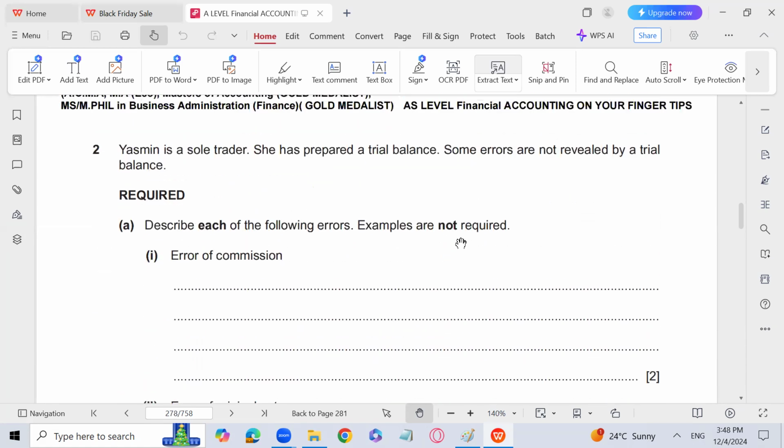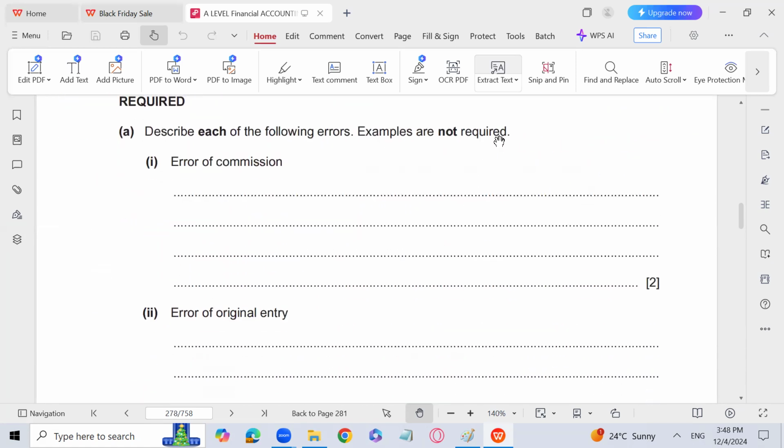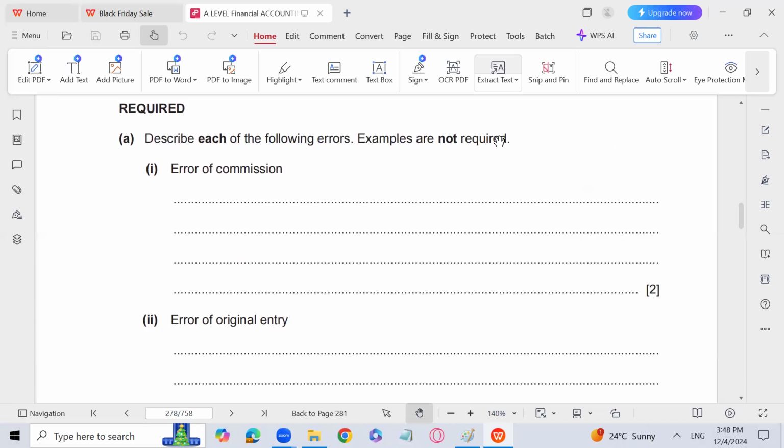Let's discuss it a little bit. Yasmin is a sole trader. Error of commission. Define, describe each of the following errors. Examples are not required. Error of commission means that the correct amount is entered on the correct side in the same class of account, but with a different name. Class of account is the same, amount is the same, side is correct, but the name is different.